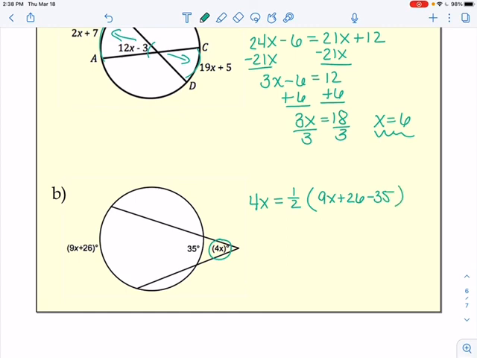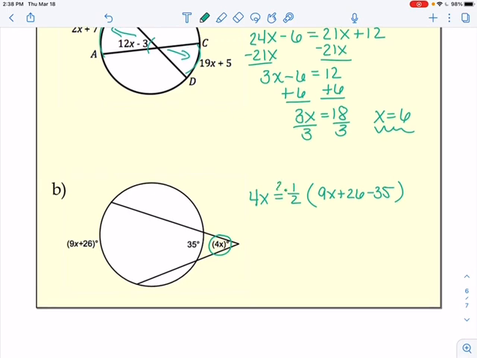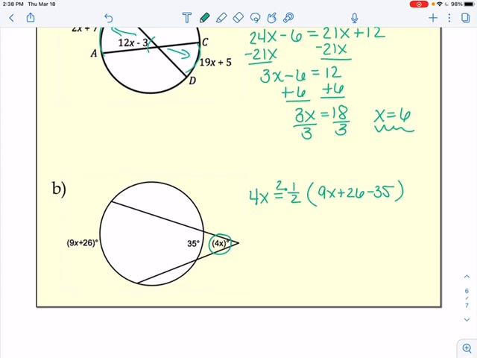Okay, first thing I'll do is I'll kind of do two things at once here. I'm going to get rid of that 1/2 by multiplying both sides by 2. Again, on the right, the 1/2 and the 2 will cancel out. And on the left, when I do 2 times 4x, I'm going to have an answer of 8x there. And on the right, I'm going to combine that 26 minus 35. So I'll bring down the 9x, and then 26 minus 35 should give me an answer of -9. So I'll subtract 9x from both sides. So 8x minus 9x is -1x.